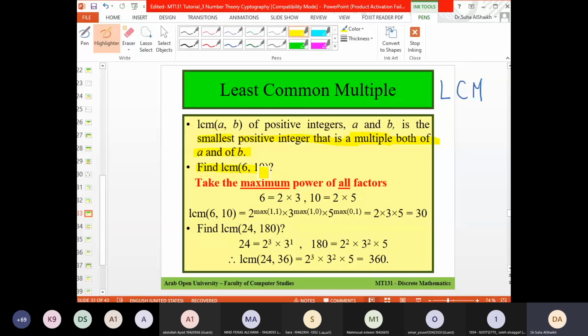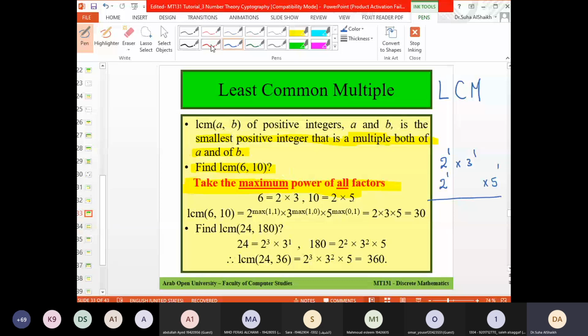Find me here the LCM between 6 and 10. The steps are as follows. The same thing: we factorize the two numbers, but we take the maximum power in this case. Not like the GCD, where we take the minimum power. In the LCM we take the maximum power. So to find the LCM between 6 and 10, 6 is 2 multiplied by 3, and 10 is 2 multiplied by 5. So I can say this one is 2 power 1 times 3 to the power 1, and the second number is 2 to the power 1 times 5 to the power 1.